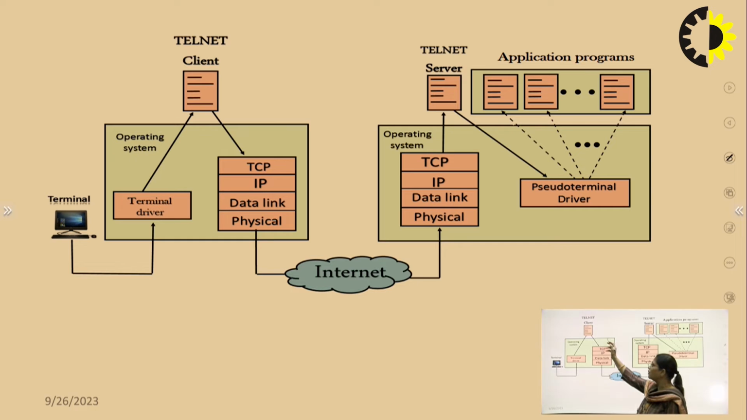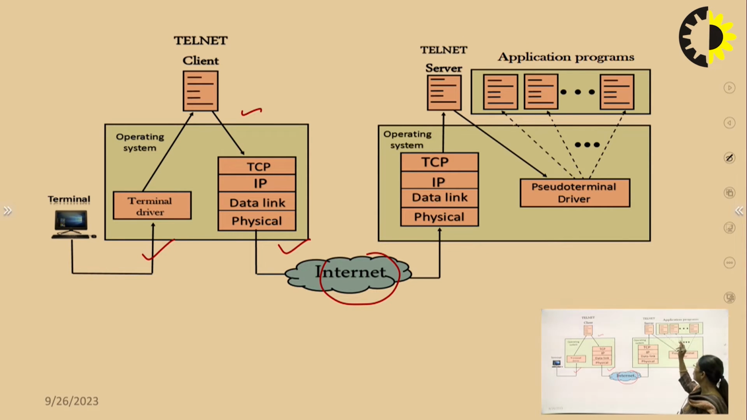This is the process of how we can access services remotely through the telnet protocol. Here we can see this is your telnet client, a telnet terminal. We are using the TCP/IP model here, and your request is transferred through the internet to the telnet server, and you can remotely access all the services from the server through the internet.